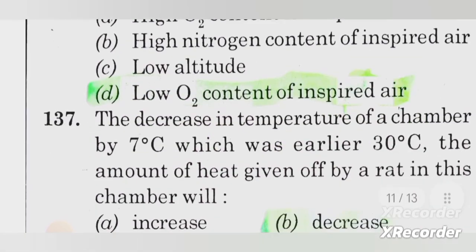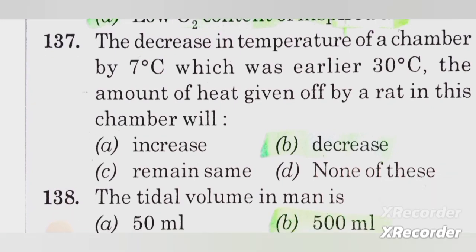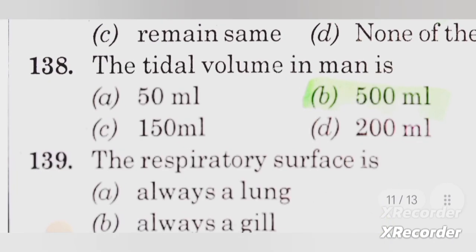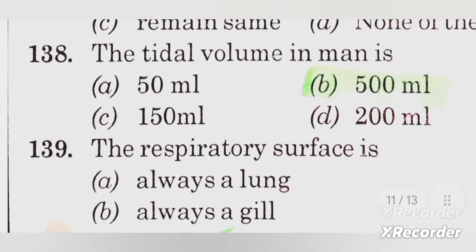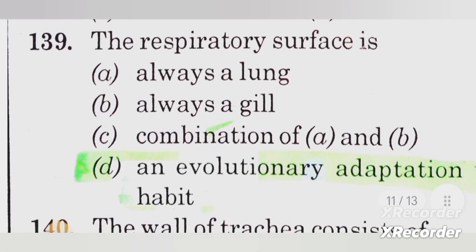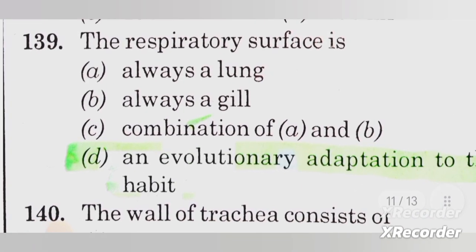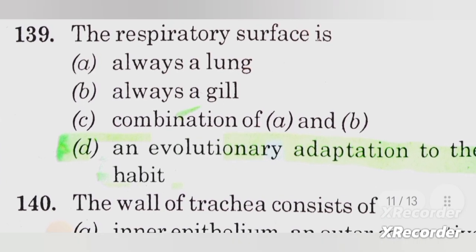Next, 137. If the temperature of a chamber decreases by 7 degrees Celsius from nearly 30 degrees Celsius, the amount of heat given off by a rat in this chamber will answer B: decrease. 138. The tidal volume in man is answer B: 500 ml. Next, 139. The respiratory surface is answer D: an evolutionary adaptation to the habitat.